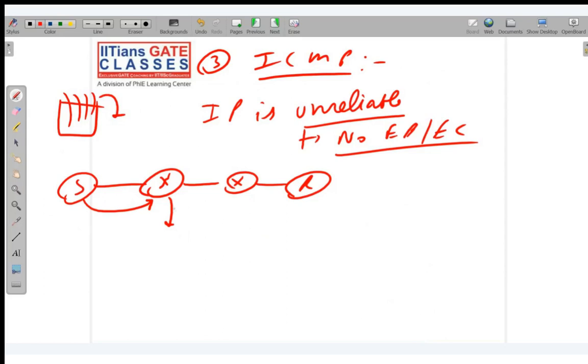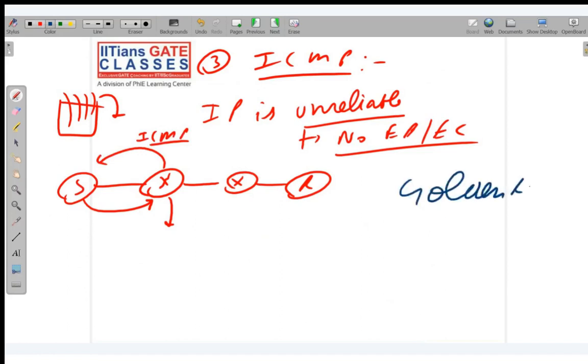So the moment it has discarded the packet, what is the responsibility of this router? It has to inform the sender that your packet has been discarded, please send it again. So who will do that? It will be done by ICMP. So you should remember this golden rule. What is the golden rule?